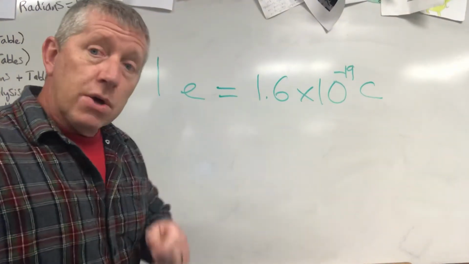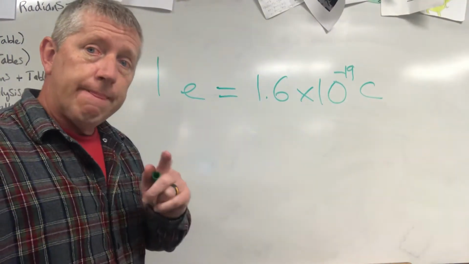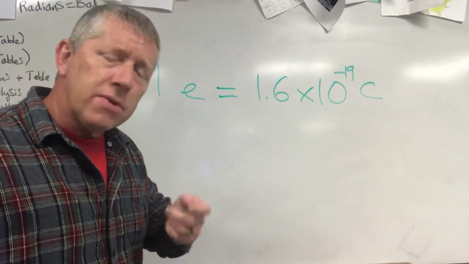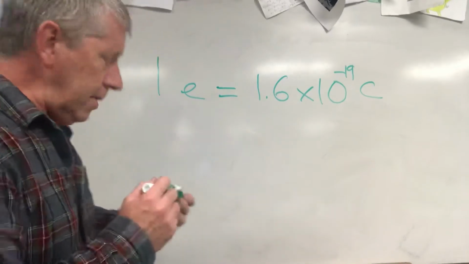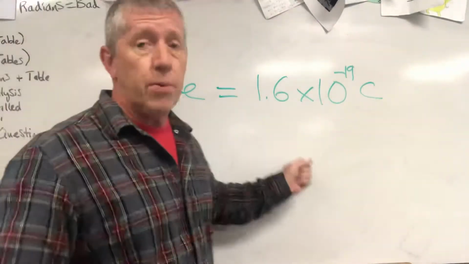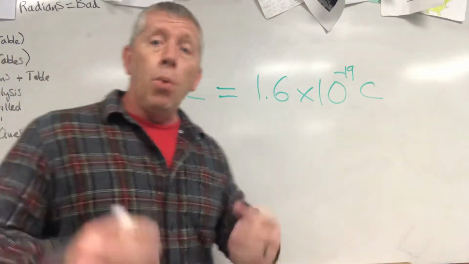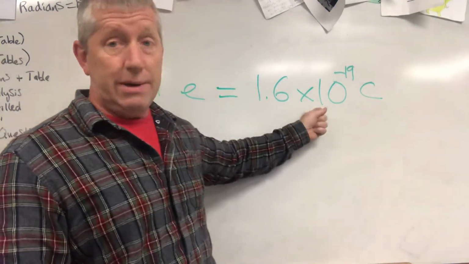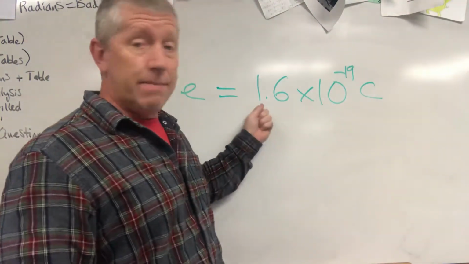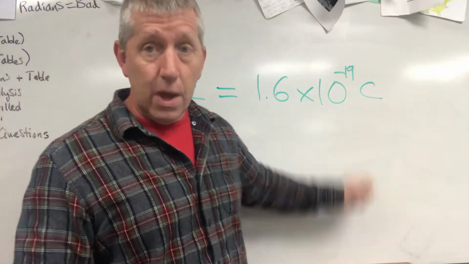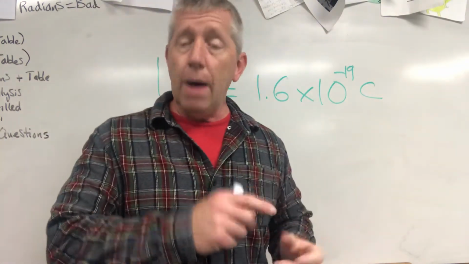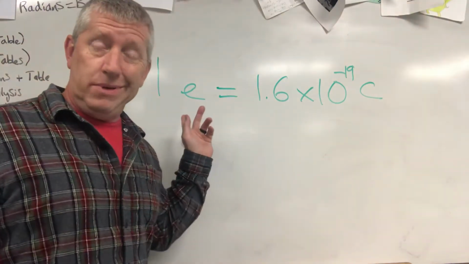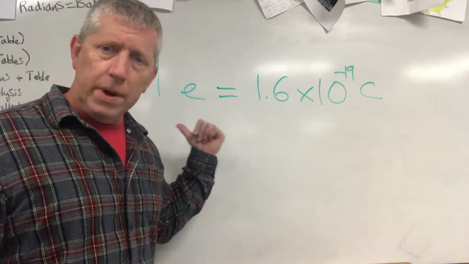But what if you had a Coulomb of electrons, a charge of a Coulomb? How many electrons would that be? You follow me here? I'm saying the 1 electron has a charge of 1.6 times 10 to the negative 19th coulombs, which is not very much. But what if you had a Coulomb's worth of charge? How many electrons would that be? Would it be 1? Well, geez, I hope not. A Coulomb would be a lot more than 1.